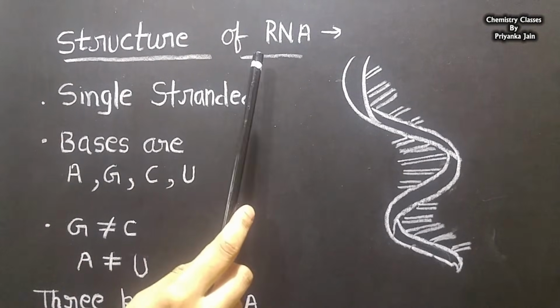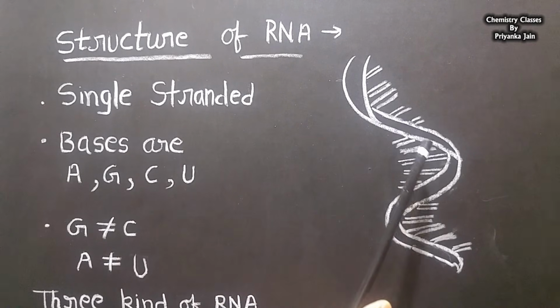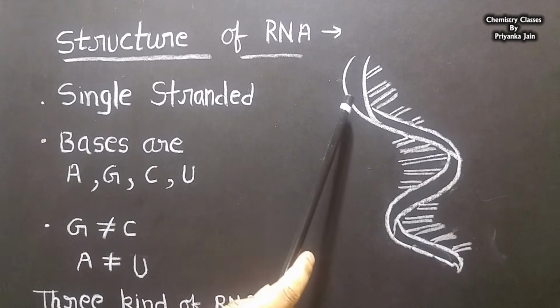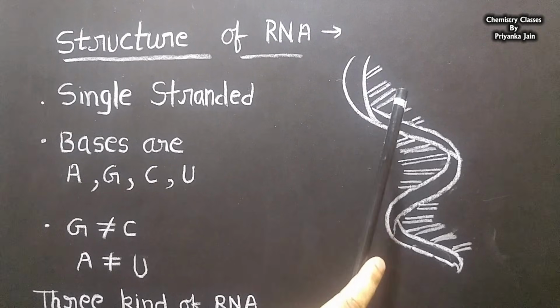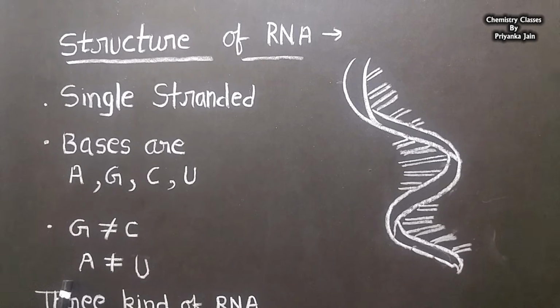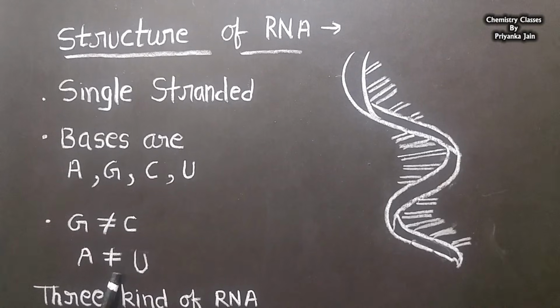Structure of the RNA. The RNA is single stranded. It means it consists of only one single strand, and the backbone of this strand consists of phosphate groups and sugars, while these are the bases, and here the bases are adenine, guanine, cytosine and uracil. But here the amount of guanine is not equal to cytosine and the amount of adenine is not equal to uracil. Why is this?